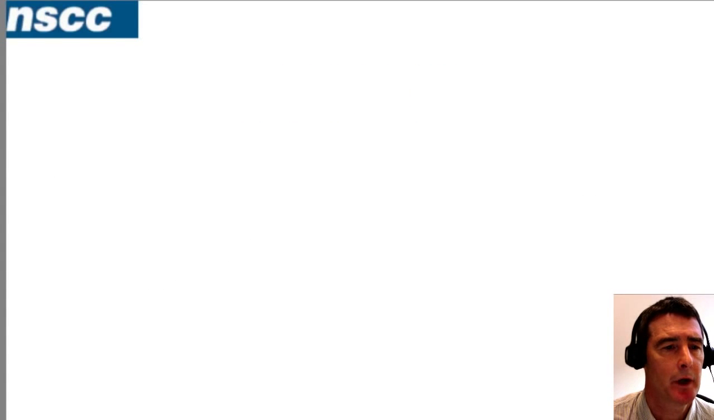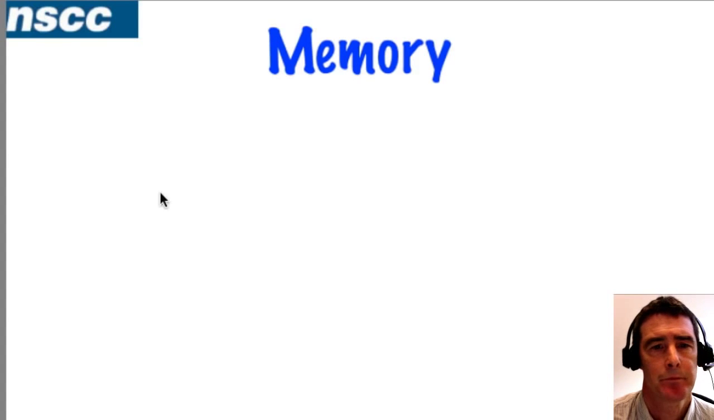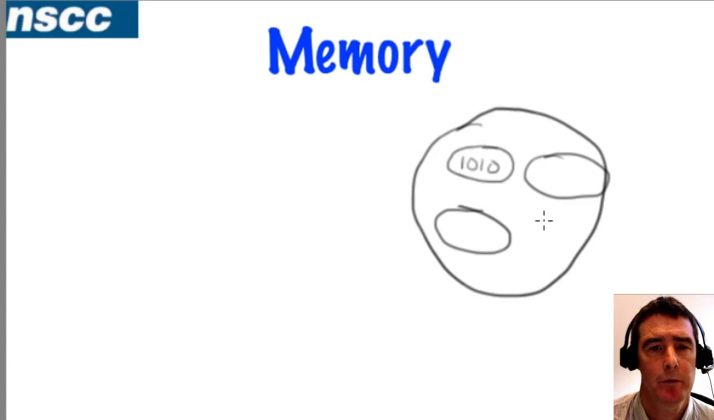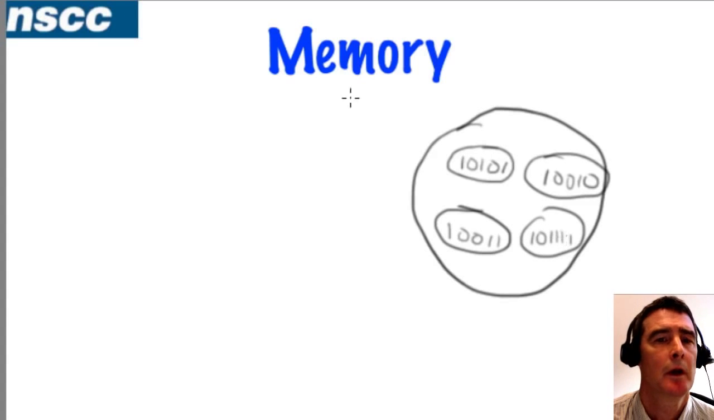So we'll start our first section of our tutorial by talking about memory. Now, memory is this big thing here that stores basically a lot of numbers, a lot of binary numbers. So we're going to have a memory system in here, and our memory system is going to store 4 numbers. The numbers are all the same size. They don't need to be small. It can be very large numbers.